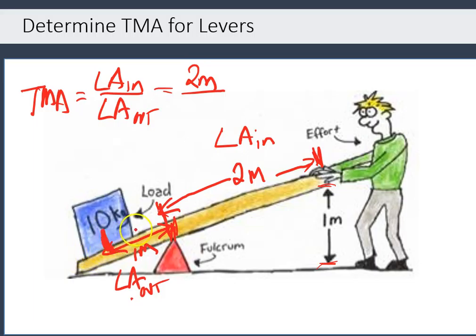You say, well, for the output force, you could just pick the middle of the load, and that's where you want to measure your distance. So that's 1 meter. So we're going to say that this lever has a mechanical advantage of 2.